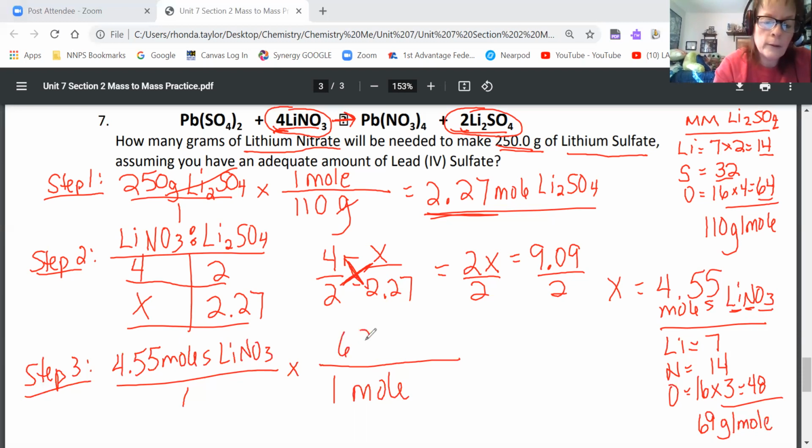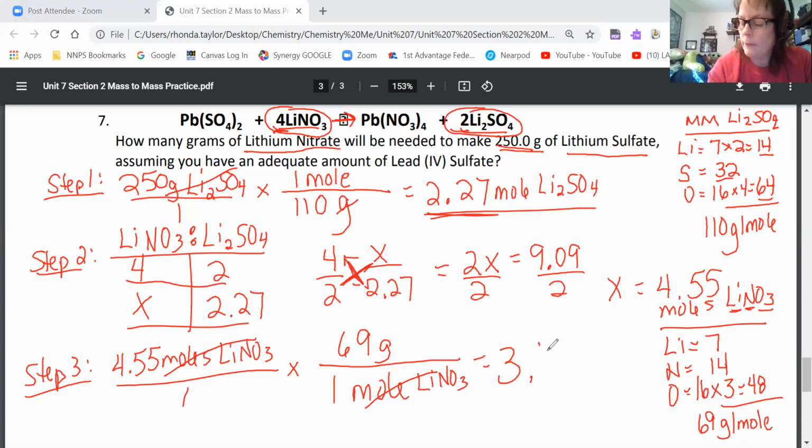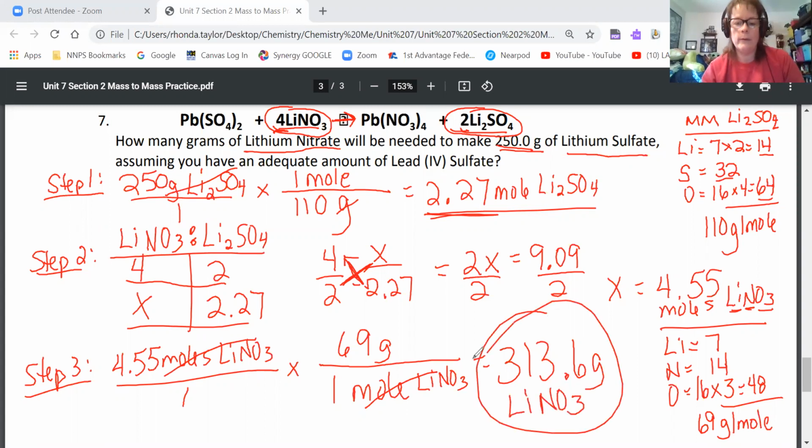Okay, so 69 grams. Again, this is how many are in lithium nitrate, so we can cancel out our moles. And now if you just plug that in the calculator, it's 4.55 times 69. 313, oops, no, not 3 point, it's 300. 313.6 grams of lithium nitrate is produced from 250 grams of lithium sulfate. So that's your answer.